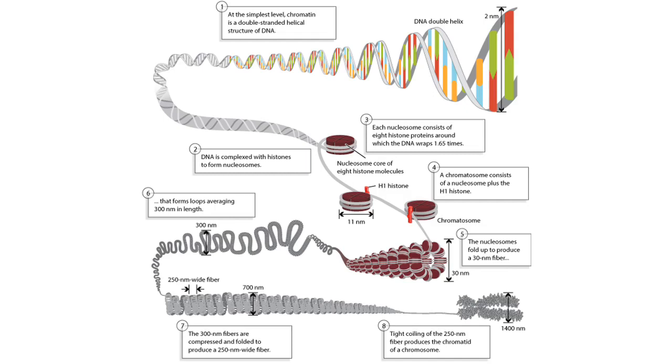The loops themselves are 300 nanometers. And then the loops of loops are 700 nanometers. And then those coil themselves into the sister chromatids.